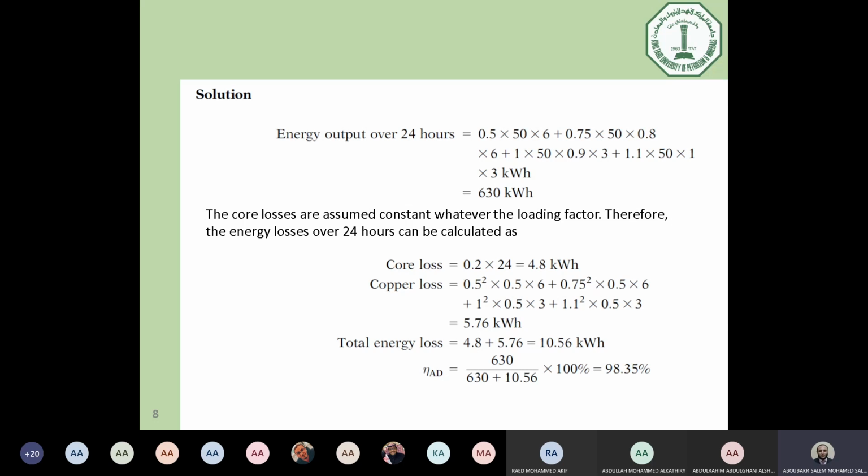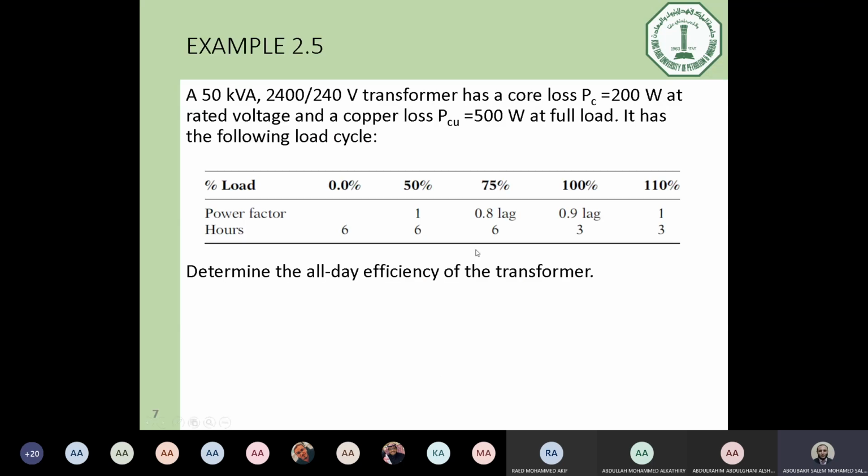One can ask here, we don't have operation during the first 6 hours. Why do we consider 24 hours? Why do we consider it? Please. No, the voice is not clear. He said because of the losses. Okay, the losses. Why do we consider core loss and not consider copper loss at this period?